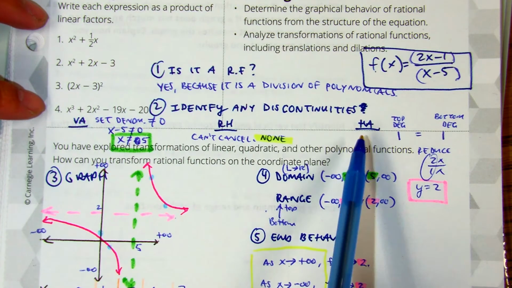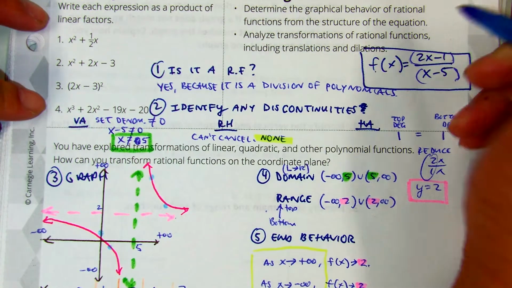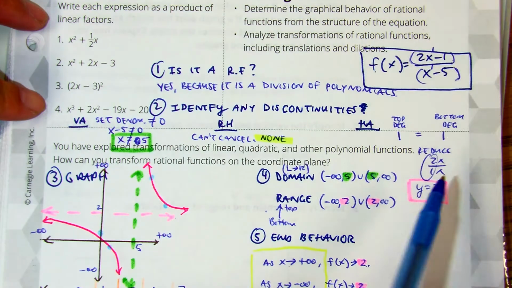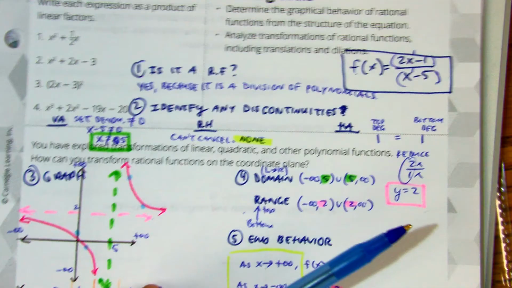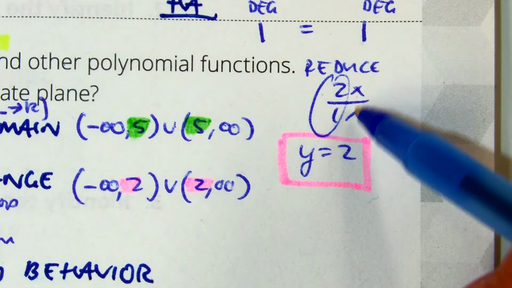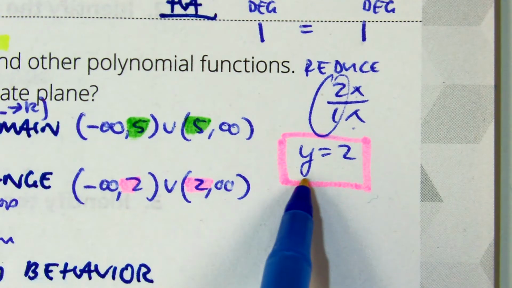Your horizontal asymptote, you look at the top and the bottom degree. There are no numbers here, so class, that number is a 1. 1 equals 1. If you look at your chart, it tells you to reduce. What does reducing mean? You just take the coefficients in front. Your x's will cancel, and you're just left with 2 over 1. So your horizontal asymptote is at y equals 2.